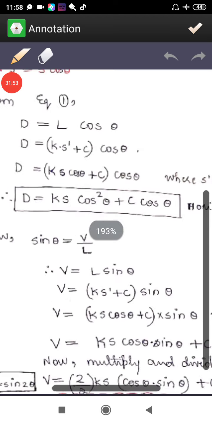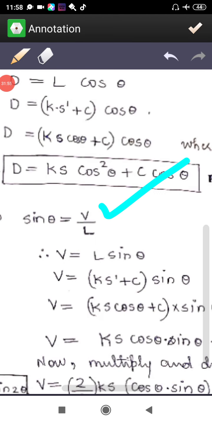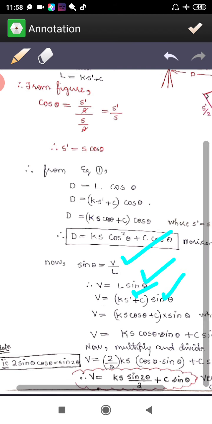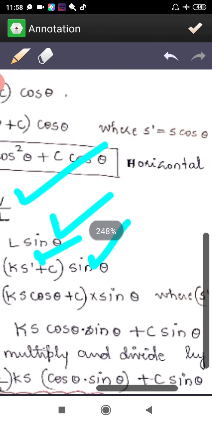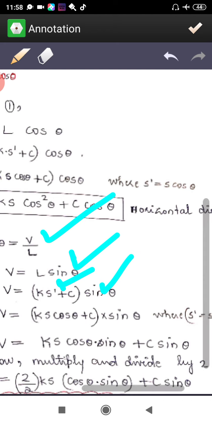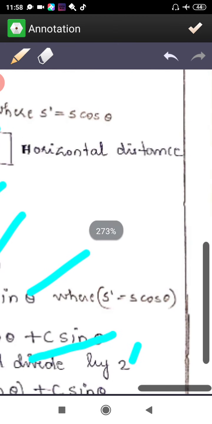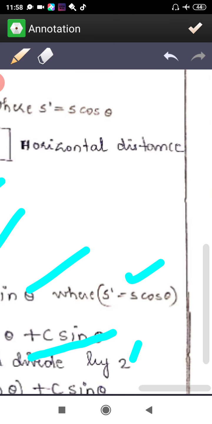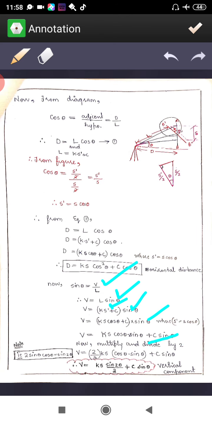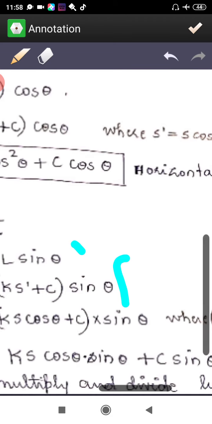Now here you can see that I have written sin theta is equal to V by L, where V is equal to L sin theta, where L is equal to Ks dash plus C, into sin theta. Now you can write that S dash value again, that is V is equal to Ks dash plus C into sin theta, where S dash value will be here. See that S dash value we have shown, S dash is equal to S into cos theta. Now after this, what is going to be there? You have to put all the values together and you can get the formula here.